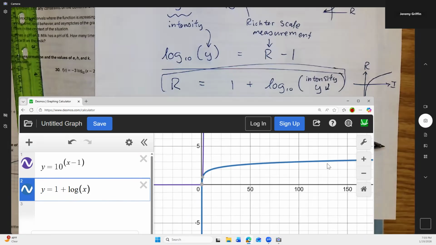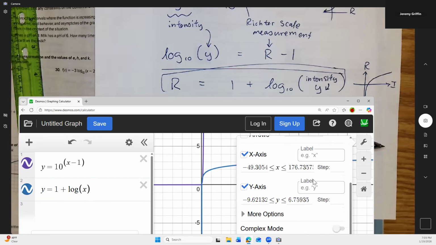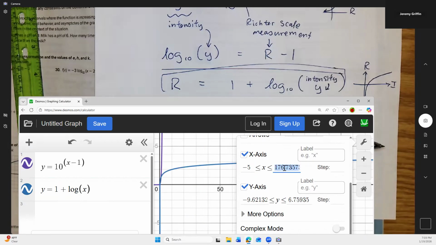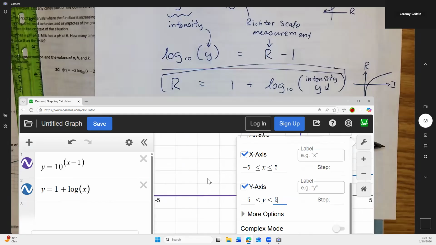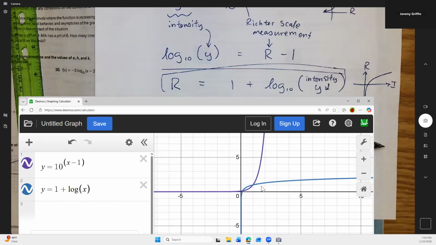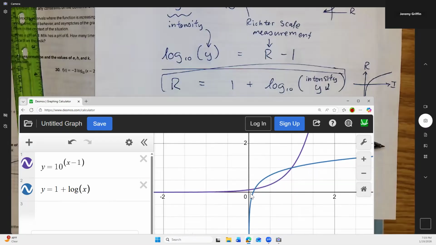Since they are inverses, I'll go ahead and change my axes back so you can see a direct comparison there. Let's change this from -5 to 5. Let's change this one from -5 to 5, and I'll just scroll out from there. That should equalize my axes. See how they're definitely inverses? You definitely see that.